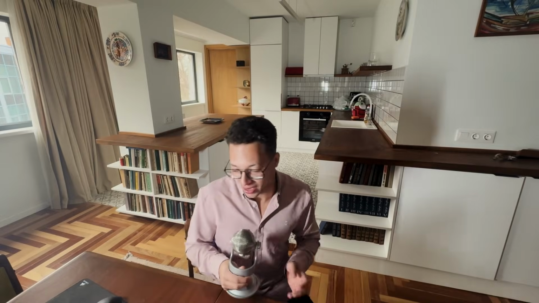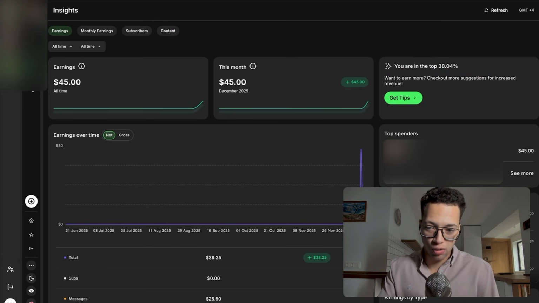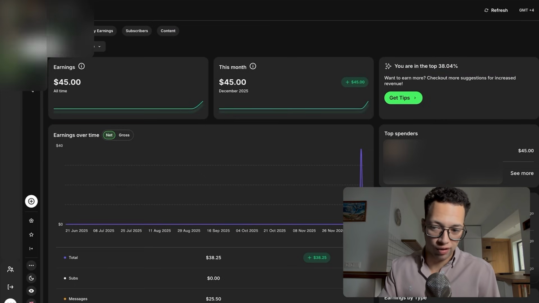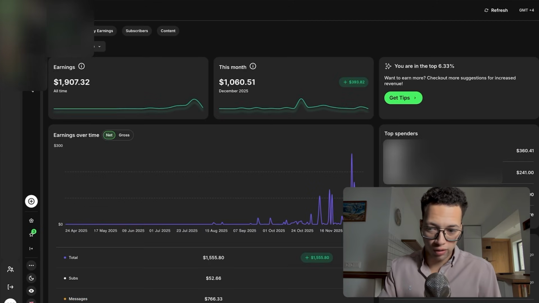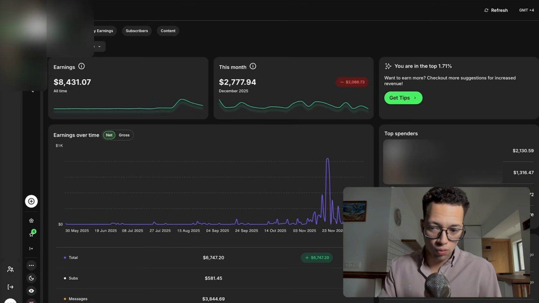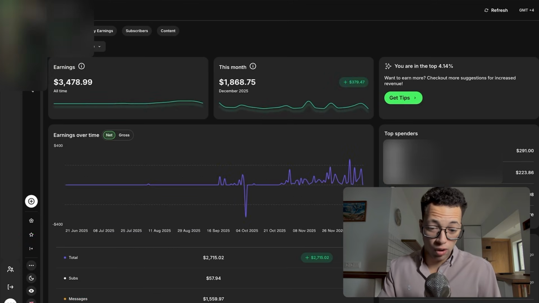Now, you don't give a damn about any of this, because you are interested in launching a fully AI model. So these are some of my AI models. This is a new one, launched yesterday, did 45 bucks. Not so interesting. This one launched a while ago, only took serious a month ago, did $1,900 so far. This one launched 2 months ago, 8.4k. This one also launched 2 months ago, almost 3.5k. So let's get right to it.